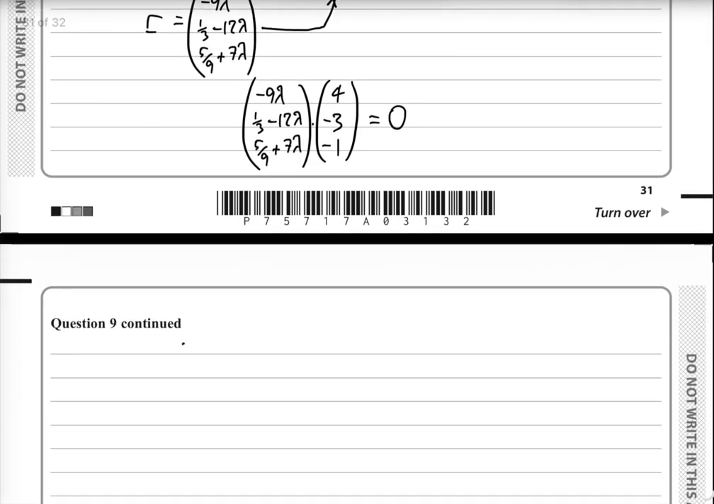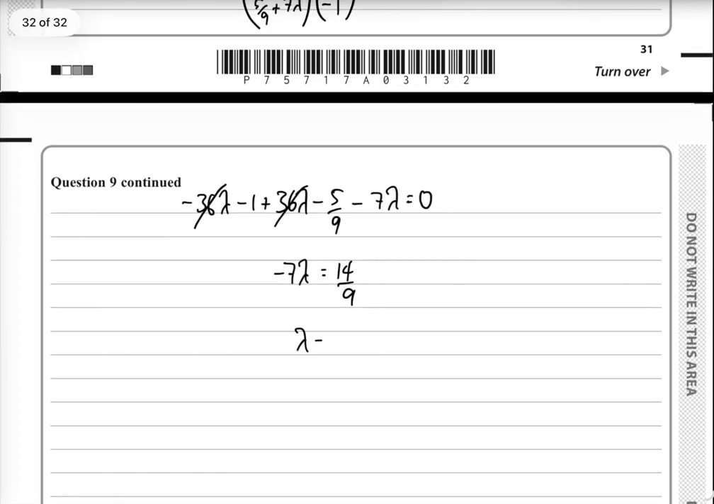Minus 9 times 4 is minus 36 lambda. And we get minus 1 plus 36 lambda, that's nice. And then minus 5/9 and minus 7 lambda equals 0. So minus 7 lambda is equal to 1 plus 5/9, that's 14/9. So lambda is equal to minus 2 over 9.